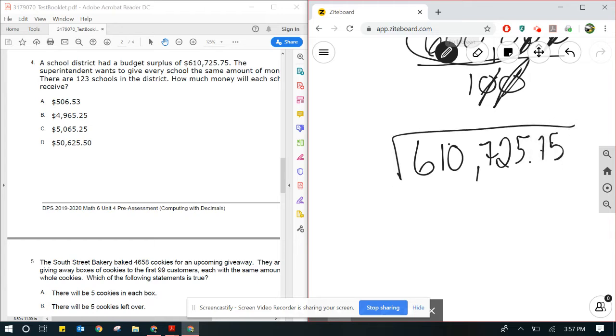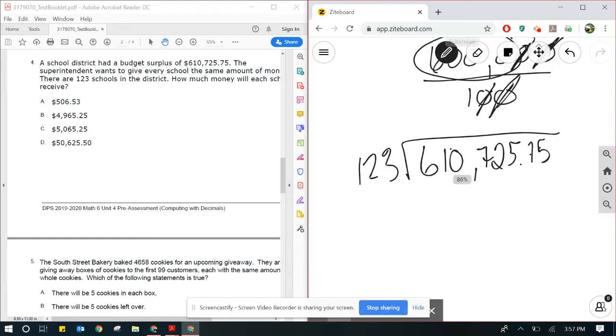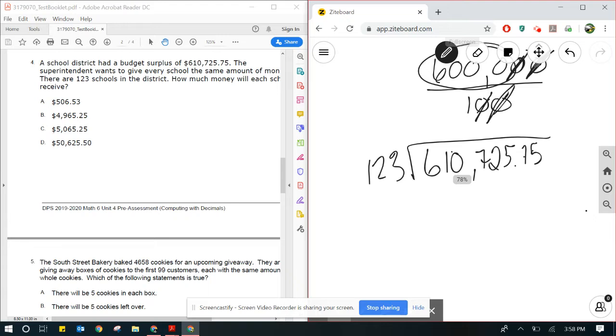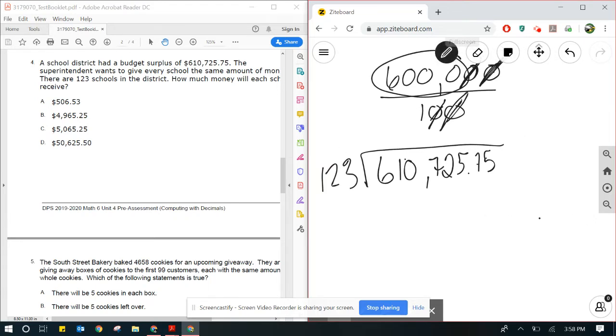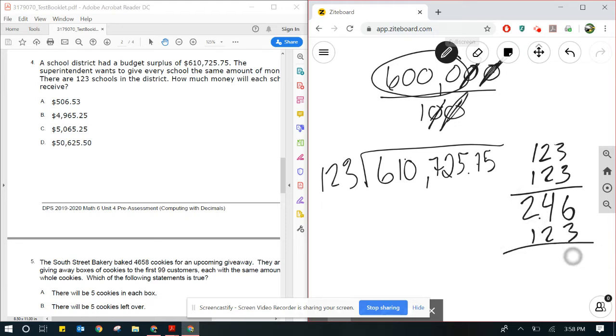So I've got 610,725.75 divided by 123. So let's skip count my 123. Okay, I've got 123. 123. This is going to be a 6. That's going to be a 4. That's going to be a 2. 123. So that's going to be a 9. This is going to be a 6. That's going to be a 3.